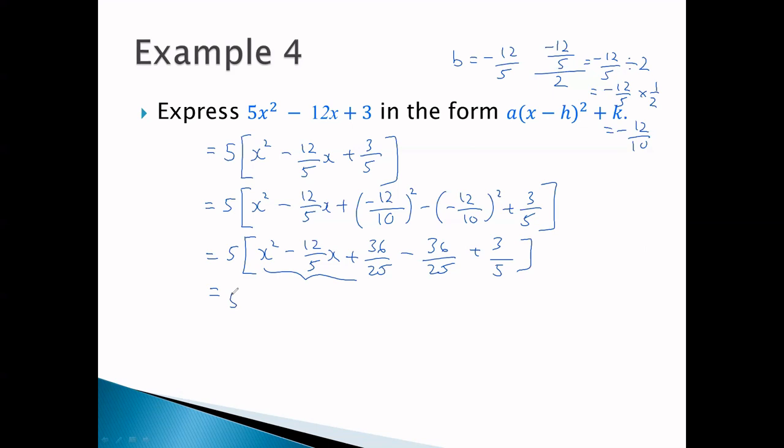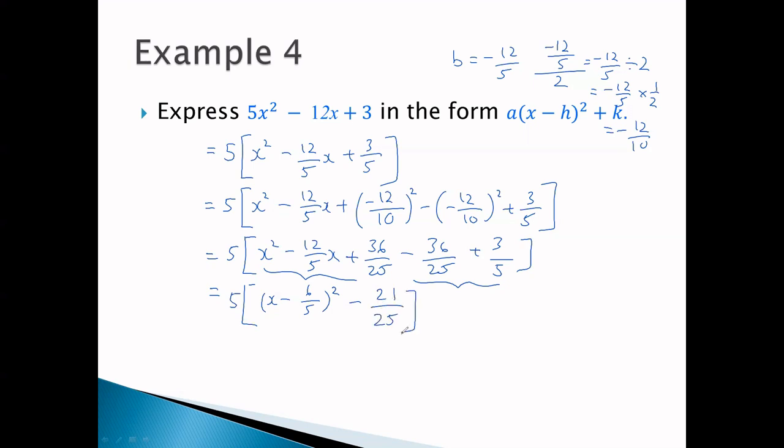So I write my 5 first. 1 minus 12 over 5, 36 over 25. And I get 6 over 5. So I change the sign, x minus 6 over 5 square. And then this minus 36 over 25 plus 3 over 5. So I get negative 21 over 25.